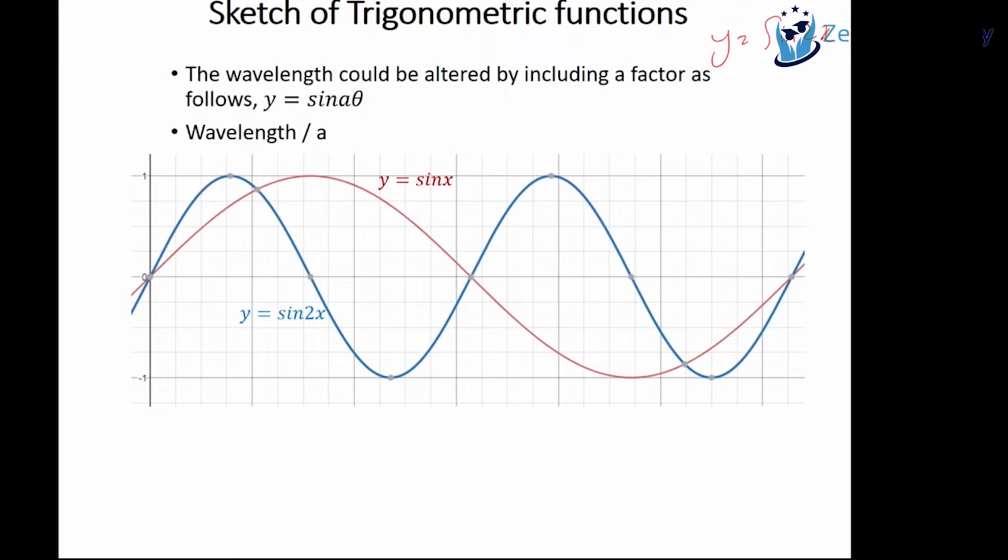In this kind of example, the amplitude wouldn't change. Amplitude is still between -1 and +1, but the wavelength changed this time. So wavelength this time would be 2 pi over 2, or pi.